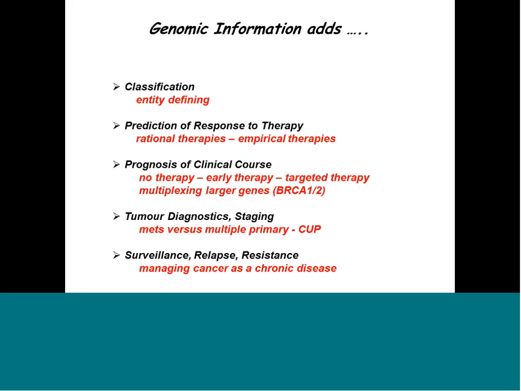We need these panels to come to a better prognosis of the clinical course, to decide in many instances, for example, CLL, that no therapy at the moment is the best therapy. We also need it for better tumor diagnostics, to survey the evolvement of resistance and relapse, but also to decide with very high accuracy what is the metastasis and what is the primary tumor and what is a secondary tumor during the course of a long-term survivor of cancer.